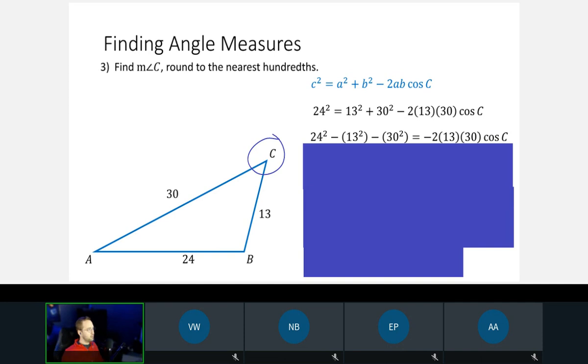All right. Next, what do I do? We can't do inverse cosine because it's not by itself. You have stuff multiplied in front of it. So what Caitlin says, you want to divide by that stuff. Yep, divide by that stuff.